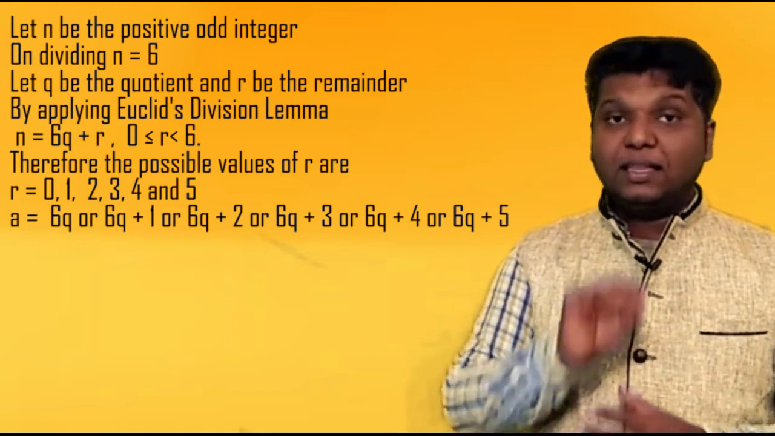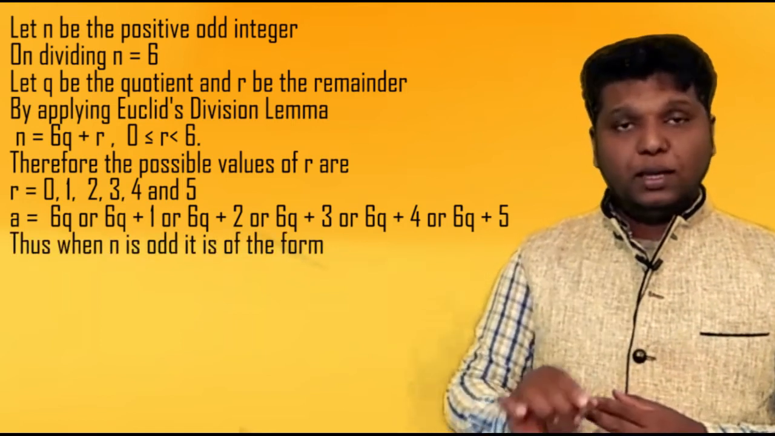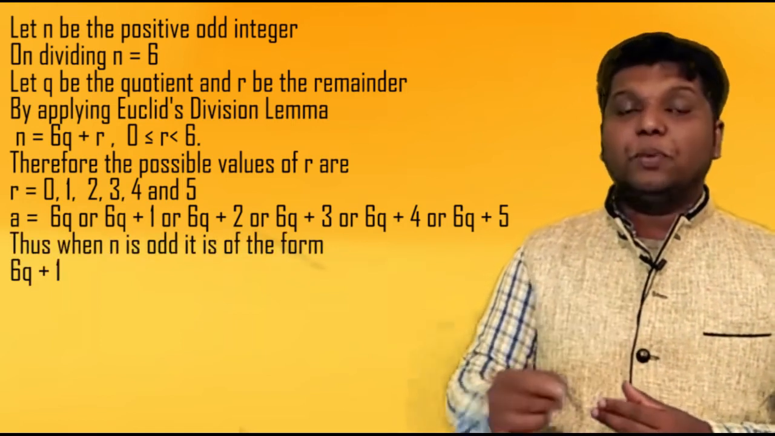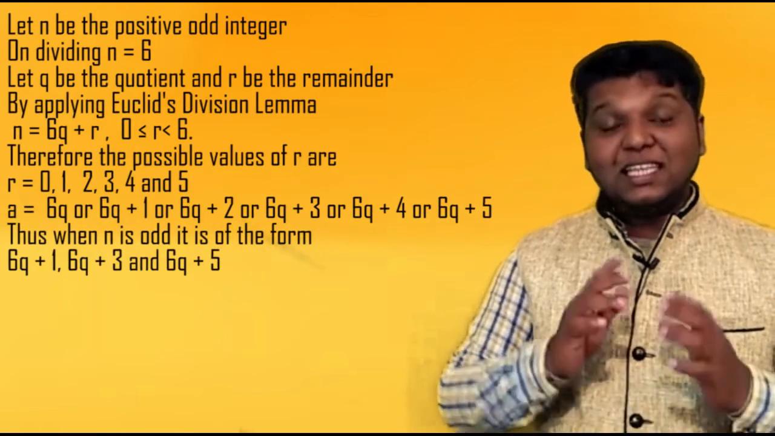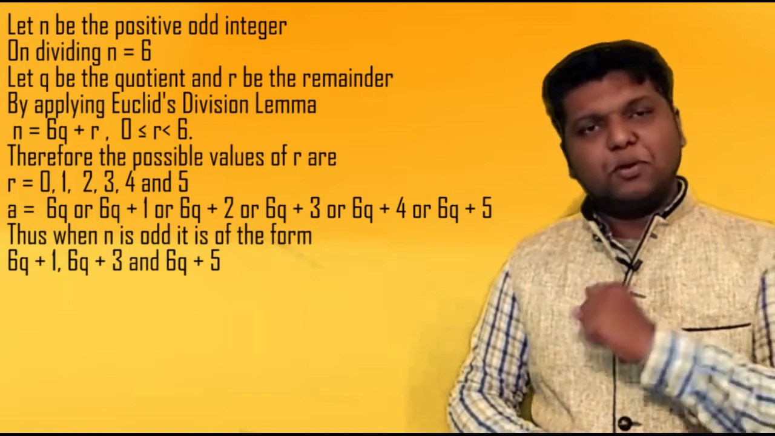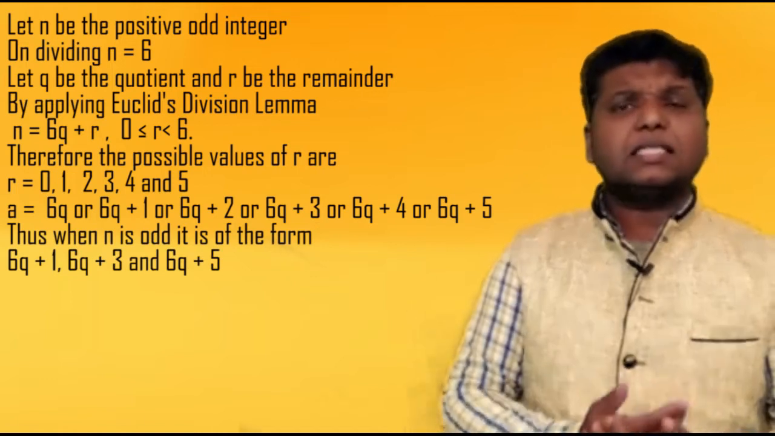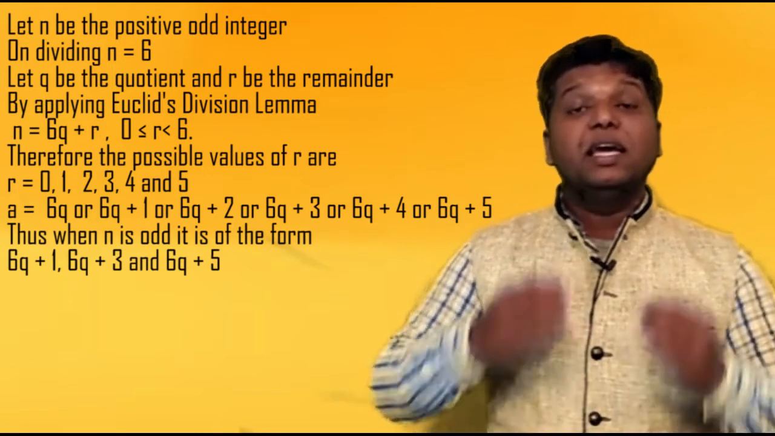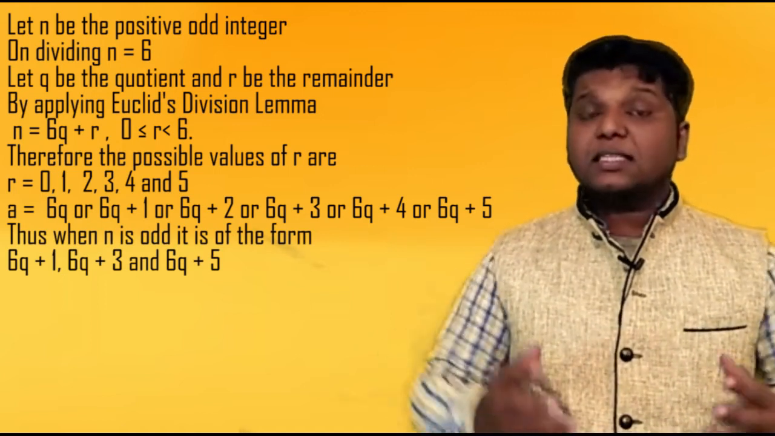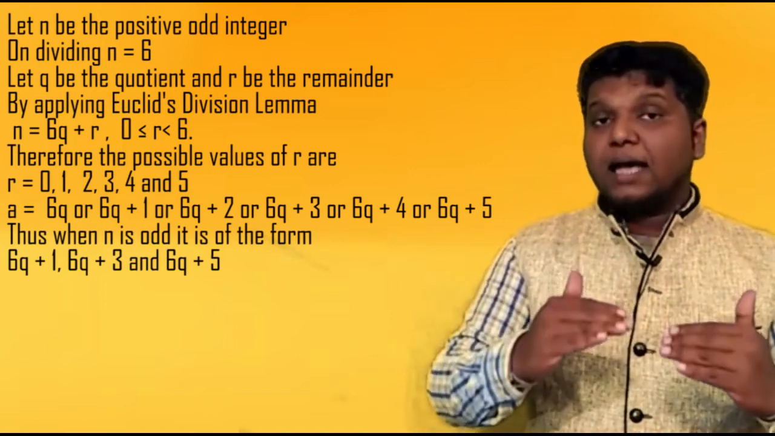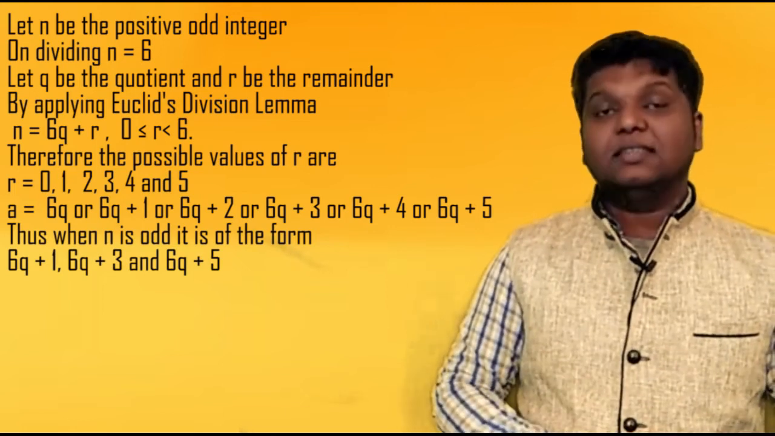So finally we will write thus. When n is odd, it is of the form 6q plus 1, 6q plus 3 and 6q plus 5. This is how you have to prove. And in the same question, if they are asking about an even number, here it was an odd number, right? If they are asking about an even number, towards the last step, your steps will be exactly the same.